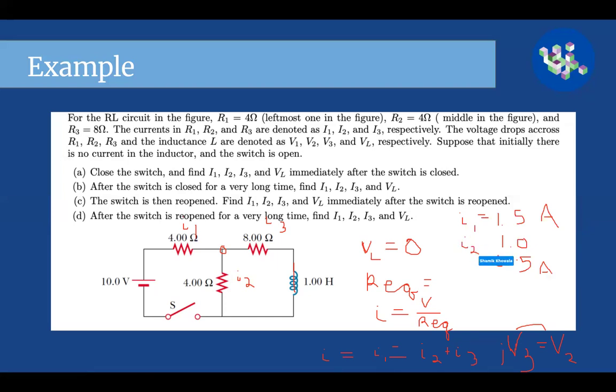Are there any questions on part B? All right. Then let's look at C. For C, the switch is then reopened, and we find everything immediately after the switch is reopened. I'll give you 1 minute to think about this.